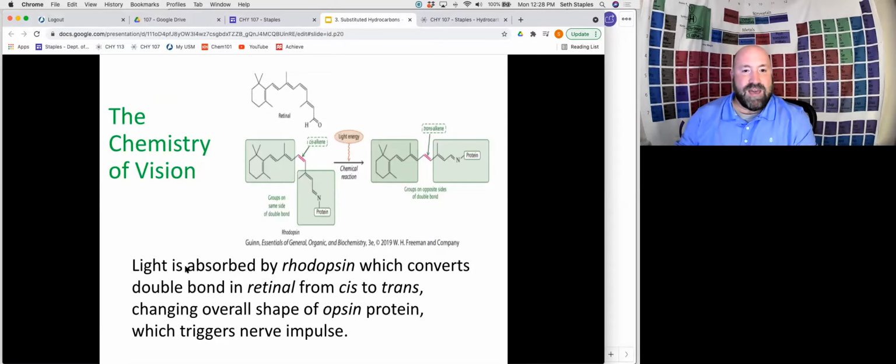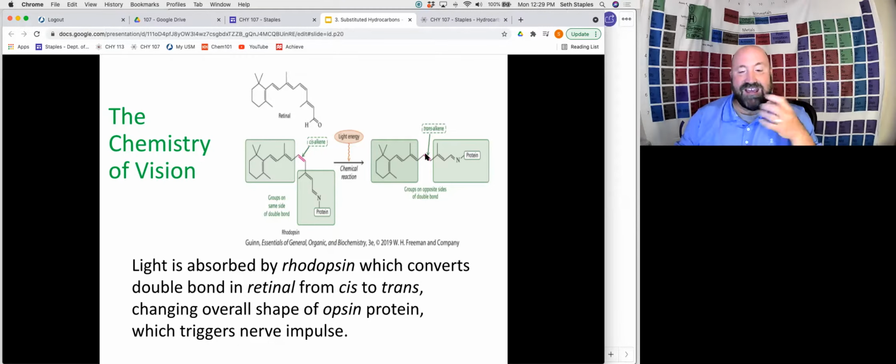What happens in the macula is that light is absorbed by something called rhodopsin, which converts a double bond in retinol from cis to trans. This changes the overall shape of a protein, which triggers a nerve impulse, enabling us to see. And so we can see here that this compound right here goes from cis to trans.